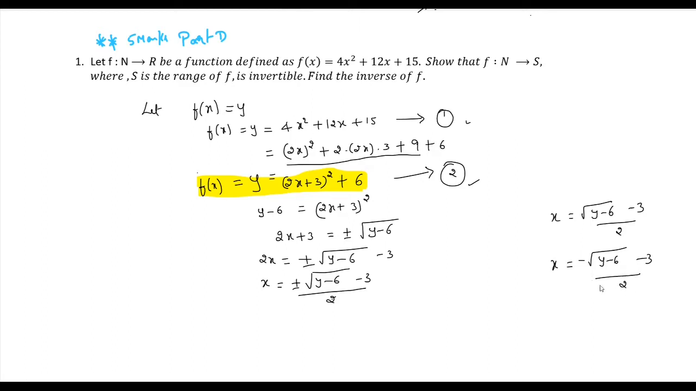So if you check, this is a negative value. And where does x belong to? X belongs to the set of natural numbers, so this cannot be negative. So we have to consider this only. And it is a real number, a real value, not a complex number. So at the same time, y is greater than or equal to 6. It has to be greater than or equal to 6. So we are considering the value of x to be root of y minus 6 minus 3 whole divided by 2. Let us call this equation 3.